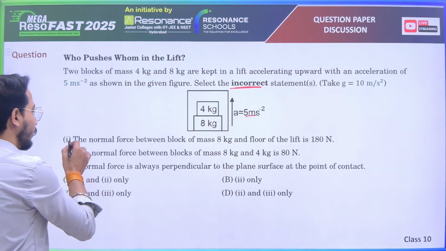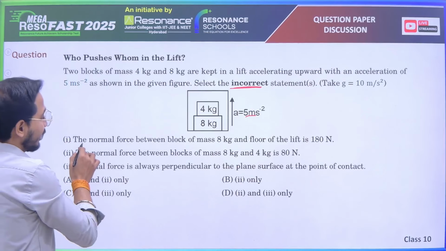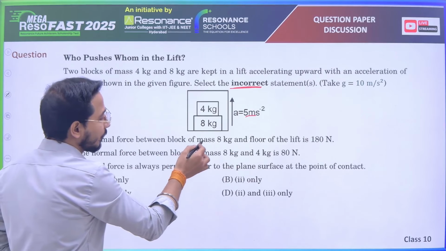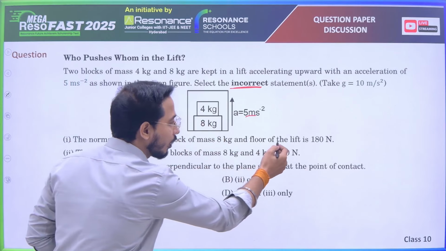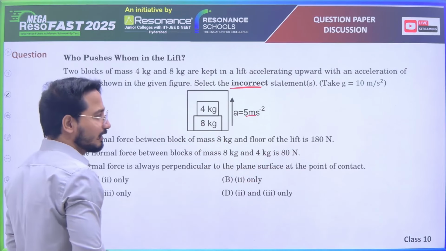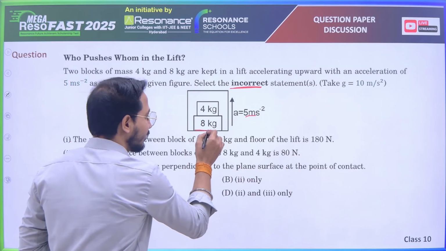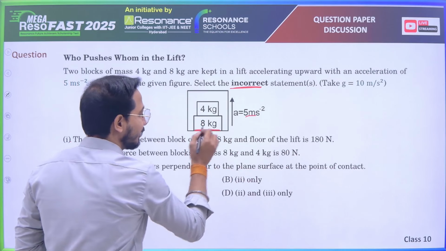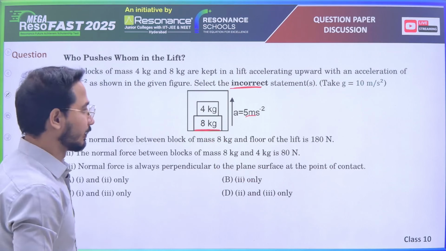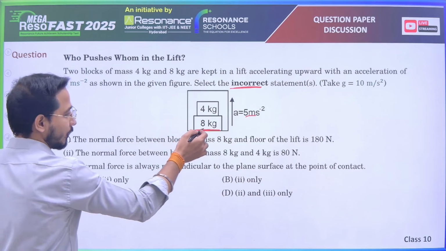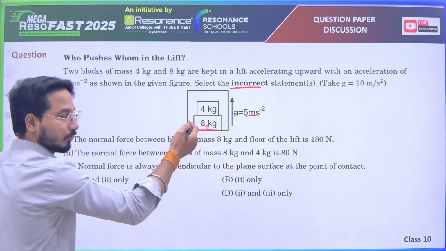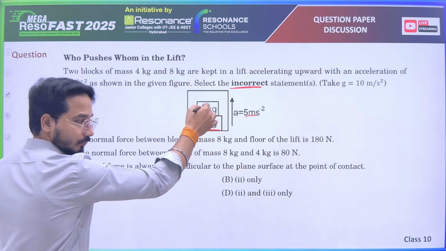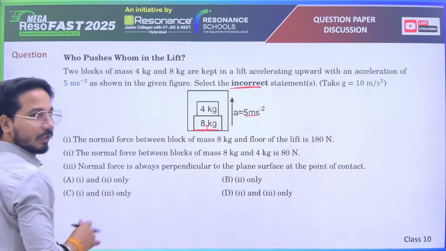As per statement 1, it is saying the normal force between the block of mass 8 kg and the floor of the lift is 180 Newton. That is what we have to check. It is basically asking for the normal force at this point, so we should know the total load acting at this point, which will be the normal force.